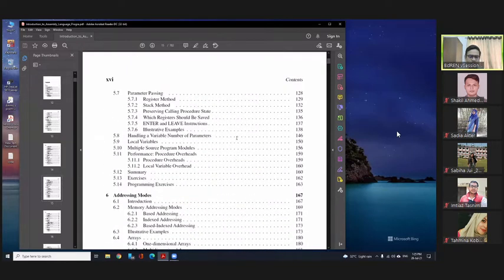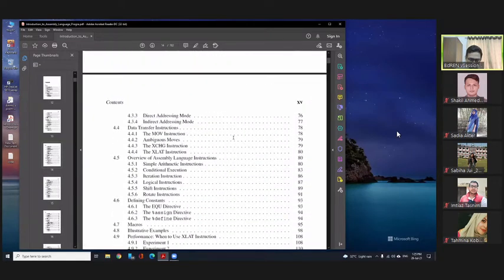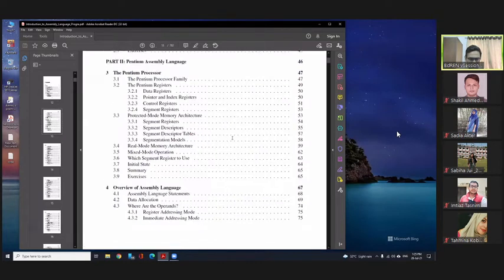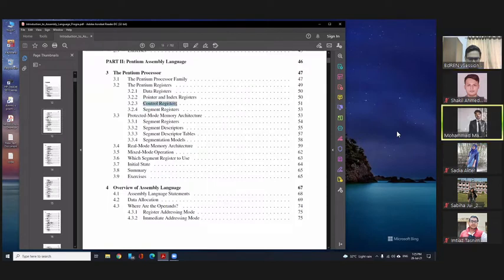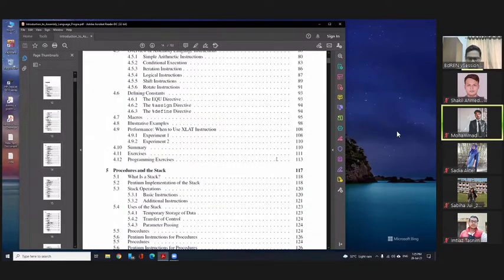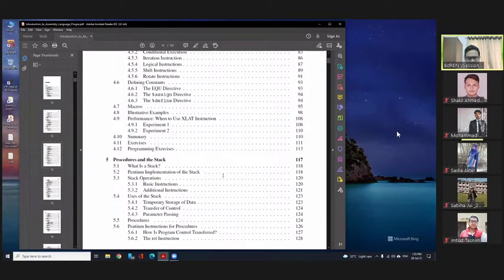Remember, there are some registers in the Pentium processor where we have three types of flag. In the control register, remember we have the flag and E flag. So we have three different types of flag: status flag, control flag, and system flag.